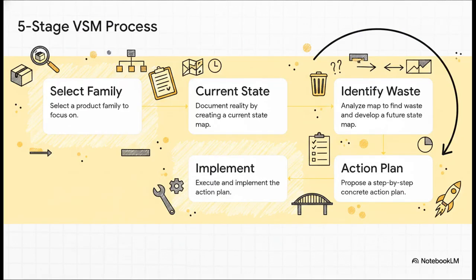So how do you actually utilize this tool? Standard VSM methodology follows a highly systematic 5-stage loop. First, you select a specific product family or project process to focus on. You can't map everything at once. Second, you rigorously document reality by creating a current state map. You map it exactly as it is, warts and all. Third, with that map in hand, you hunt down the waste, that muda we just talked about, and you design an optimized future state map. Fourth, you propose a concrete step-by-step action plan to bridge the gap between the current and future state. And finally, stage 5. You implement the action plan. It's a continuous, powerful engine for process improvement.